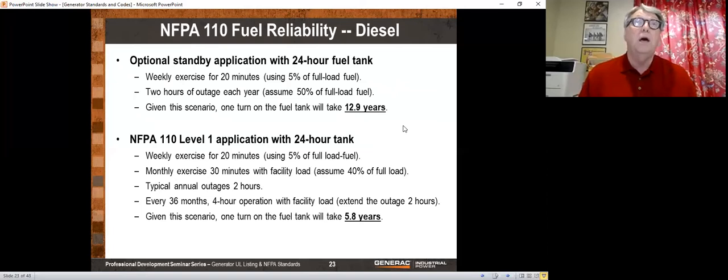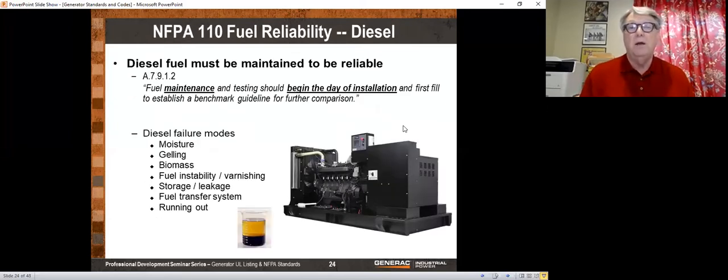But what if you have a hotel and you're just wanting to evacuate people from the hotel in a fire? Well, I think it's pretty unlikely that that fire is going to last 24 hours. And so many inspectors will be perfectly fine with an 8-hour tank in an application like that, and there's less fuel for you to take care of.